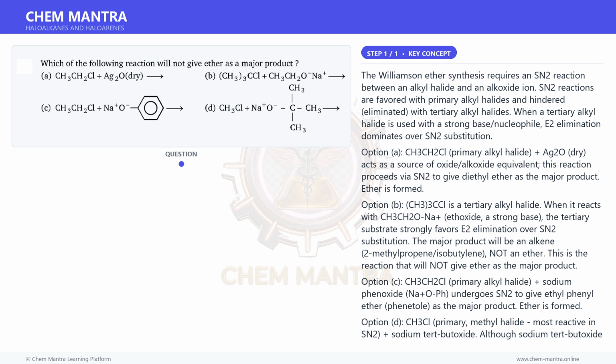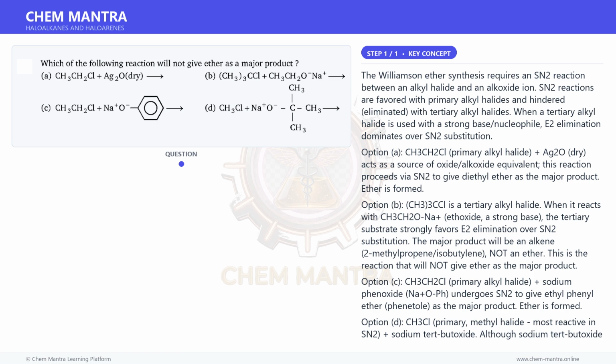Option C: CH3CH2Cl, a primary alkyl halide, plus sodium phenoxide, Na⁺ OPh⁻, undergoes SN2 to give ethyl phenyl ether as the major product. Ether is formed.